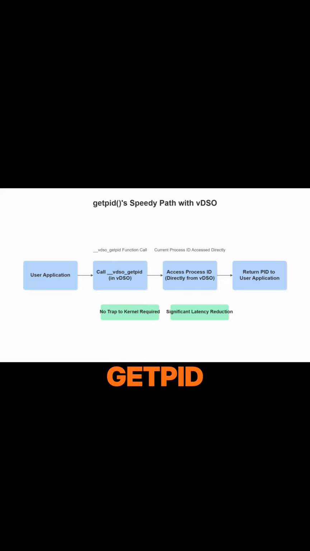So how does getpid specifically leverage VDSO? Instead of making a traditional system call, your application now calls a function like __vdso_getpid. This means there's no trap to the kernel required.